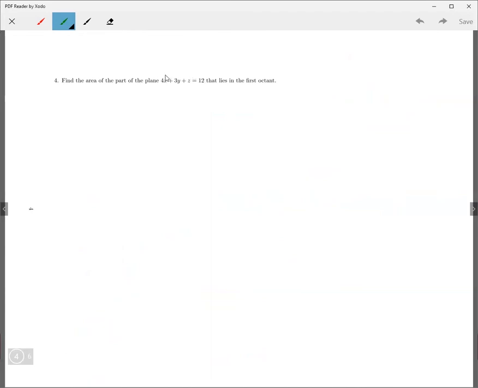Now, you can solve it for z. That's negative 4x minus 3y plus 12. So we can find zx and zy in this case. Okay, so what's zx? This is the partial. Yes, exactly. And zy would be negative 3. That's the partial of this with respect to y, and this is the partial of this with respect to x. So you just get these coefficients here.